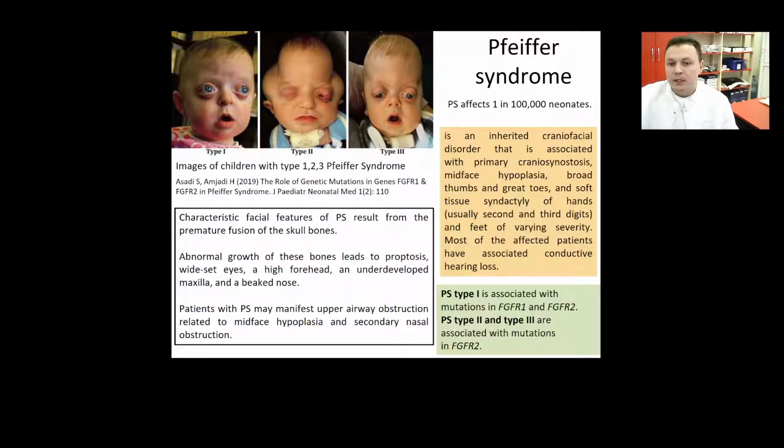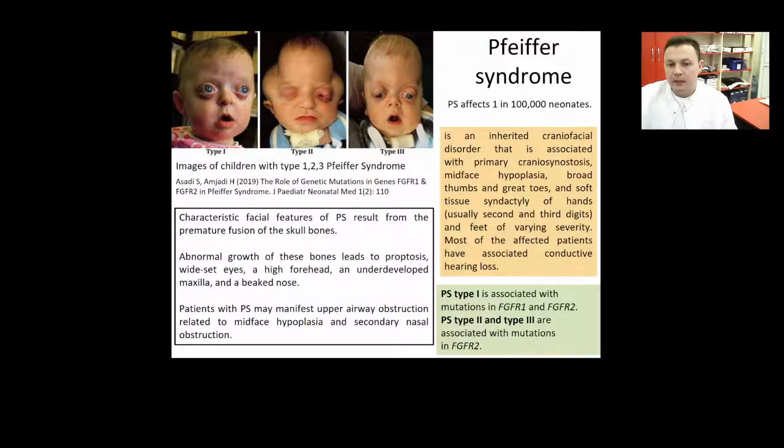PS type 1 is associated with mutation in FGFR1 and FGFR2. PS type 2 and type 3 are associated with mutation in FGFR2. Characteristic facial features of PS result from the premature fusion of the skull bones. Abnormal growth of these bones leads to proptosis, wide-set eyes, high forehead, underdeveloped maxilla, and beaked nose.